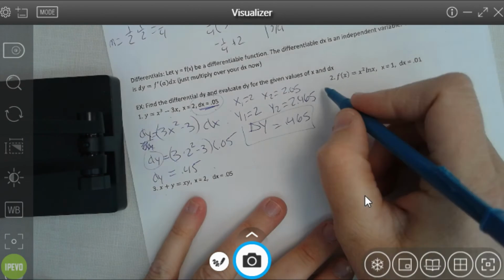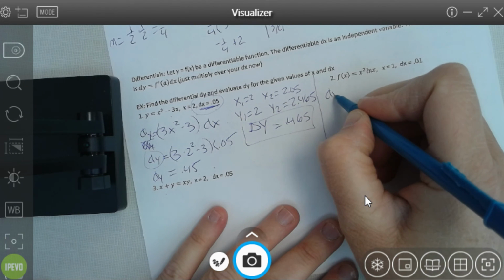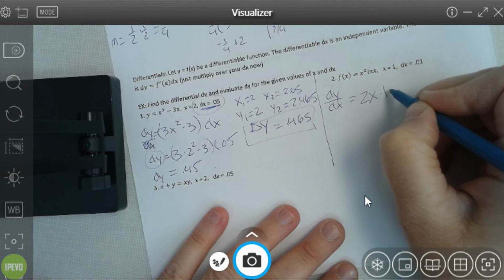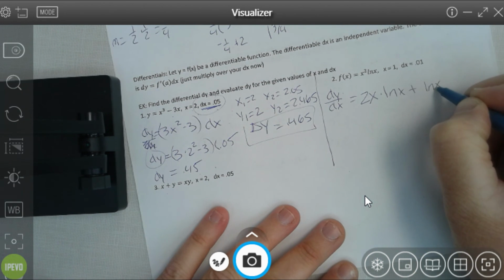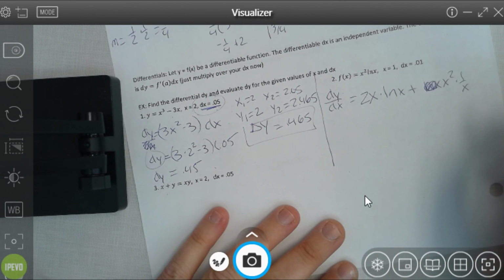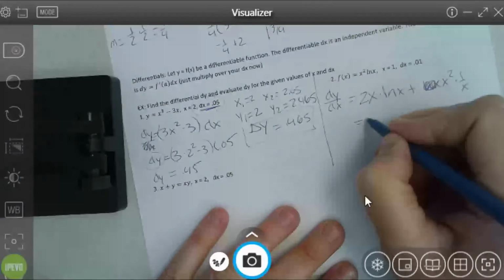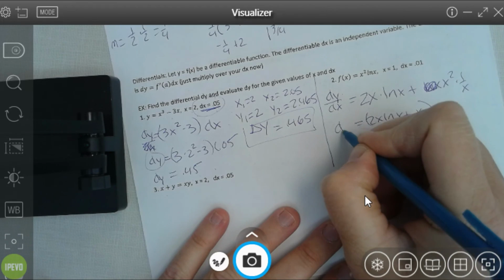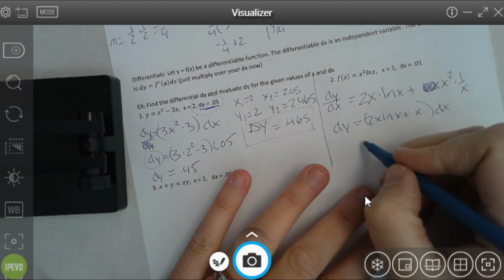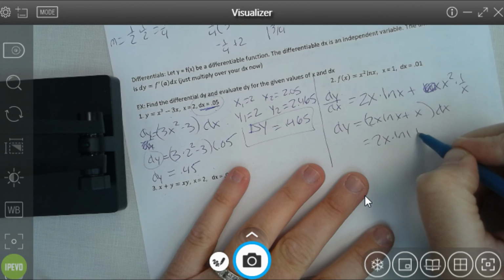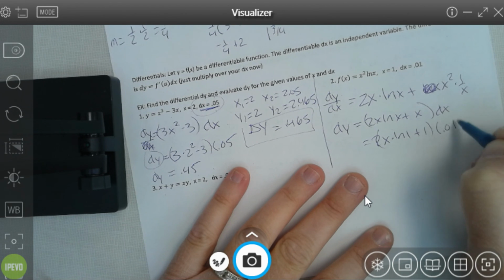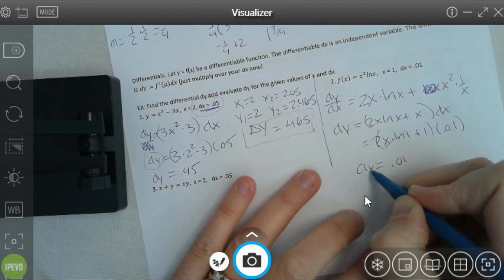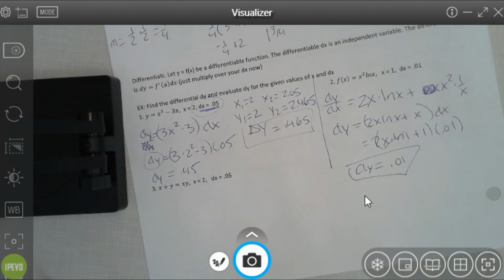So I'll just show you one more, because that one might have been confusing. So then dy over dx here, this would be a product rule. So I just took the derivative of the first, left the second alone. First alone, derivative of the second. So that would be 2x ln of x. Multiply over your dx. There you go. So then we would just plug in 1 into these, times ln of 1, and then the change of x. So ln of 1 is 0, so that goes away, so it's 1 times 0.01. So your dy would equal 0.01.